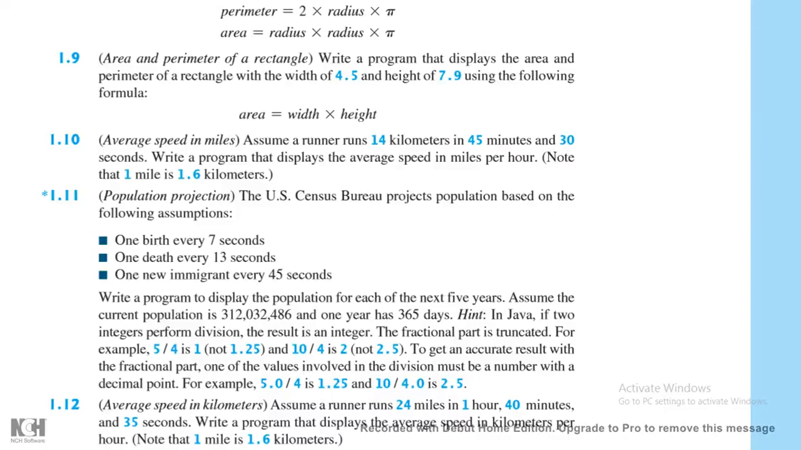The hint here is, in Java, if 2 integers perform division, the result is an integer. The fractional part is truncated. For example, 5 over 4 is 1, not 1.25, and 10 over 4 is 2, not 2.5. To get an accurate result with the fractional part, one of the values involved in the division must be a number with a decimal point. For example, 5.0 over 4 is 1.25, and 10 over 4.0 is 2.5.